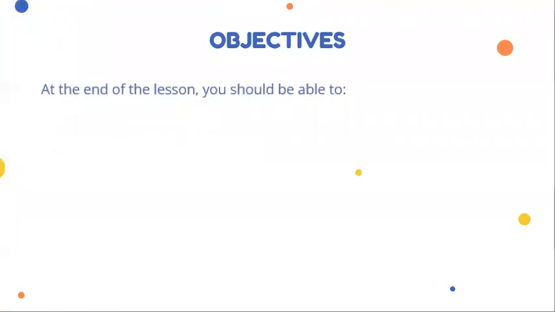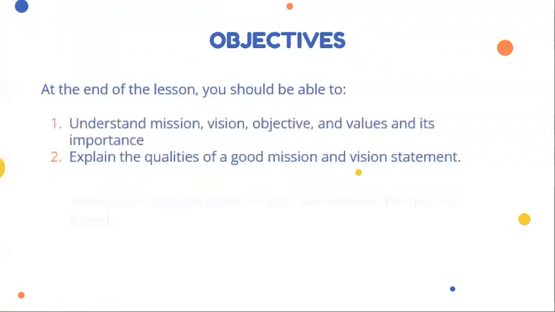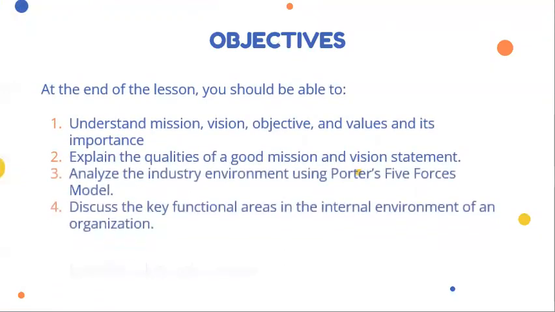For the objectives of the lesson, you should be able to understand the mission, vision, objectives, and values and their importance. Explain the qualities of a good mission and vision statement. Analyze the industry environment using Porter's 5 forces model. Discuss the key functional areas in the internal environment of an organization, and describe the value chain analysis.